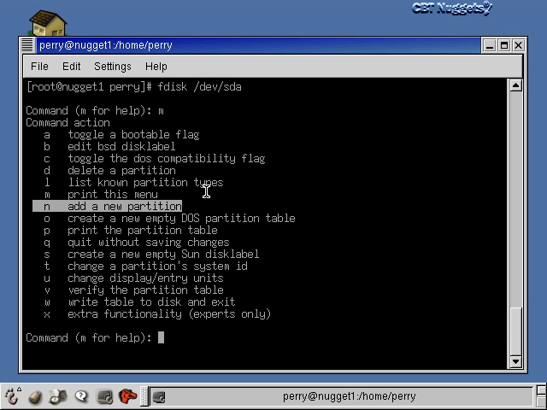After I do that, then what I have to do is format the disk, or make a file system on the disk. So let's look at how to do that. I'm going to quit out of the fdisk menu here, and let's look at the man page for makefs.